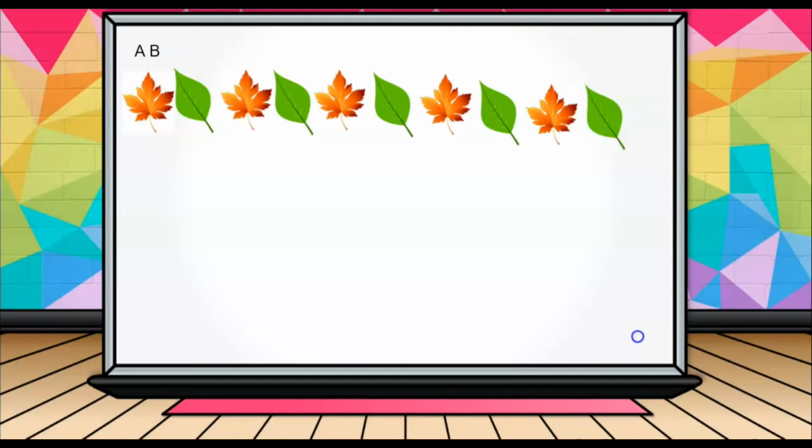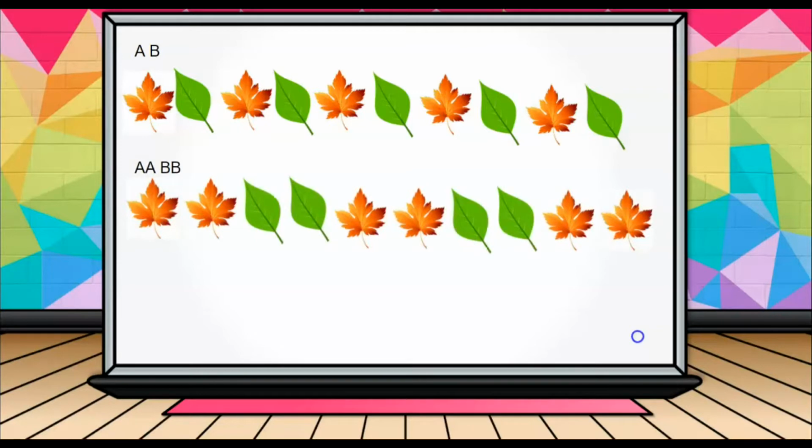If you want to get a little trickier, you could make an AABB pattern, which is also kind of simple. So you would do 2 of the first kind, then 2 of the second kind, then repeat. 2 of the first, 2 of the second, then repeat. 2 of the first, 2 of the second.